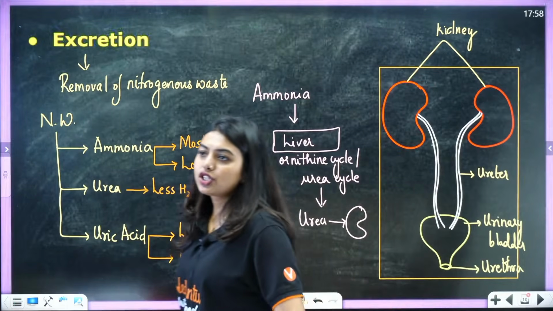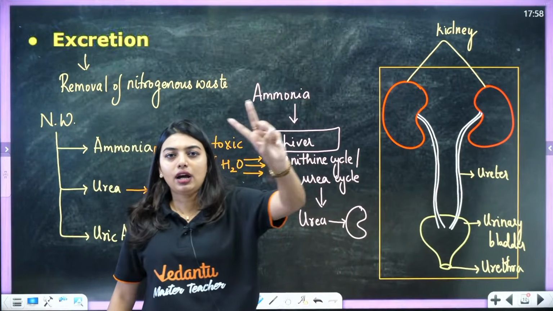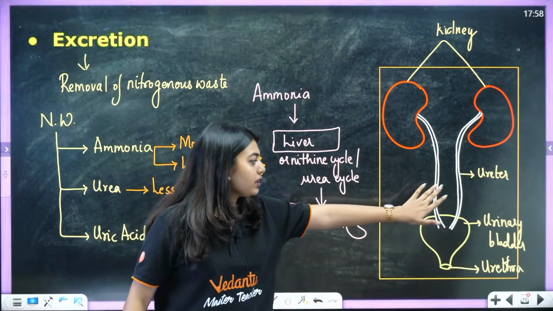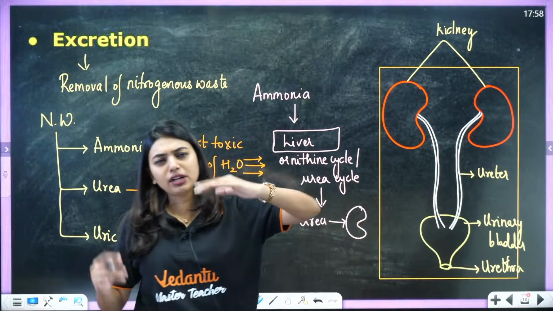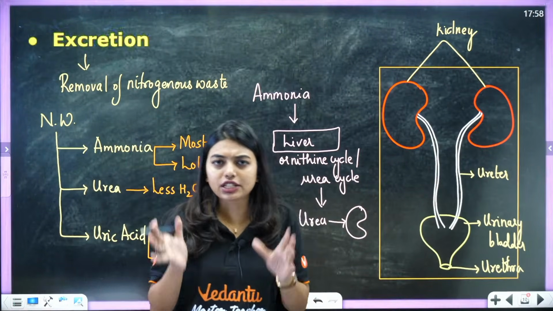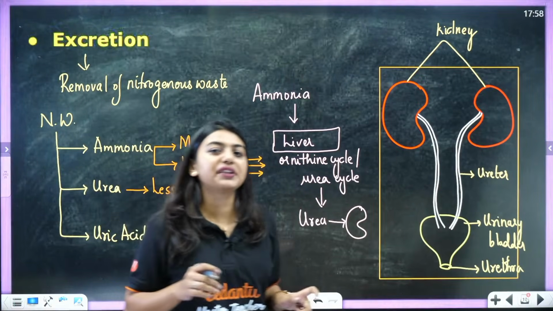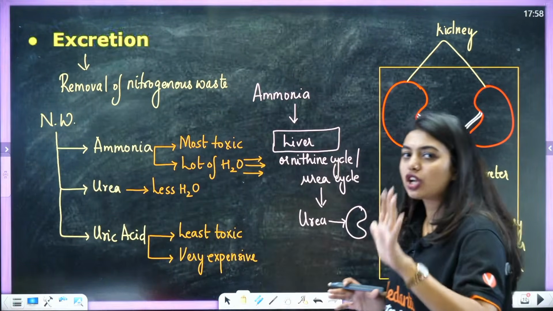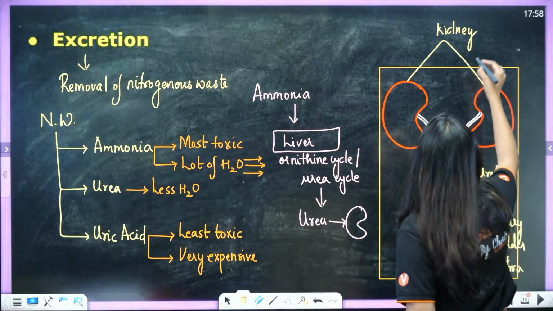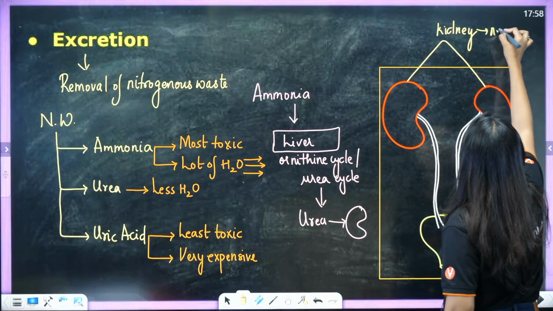Got it? This is your excretory system. A pair of kidneys, you have ureter, urinary bladder and urethra. Now what happens? Kidney has 2 regions, medulla and cortex. In that the main part is your nephron. The structural and functional unit of your kidney is none other than your nephron.